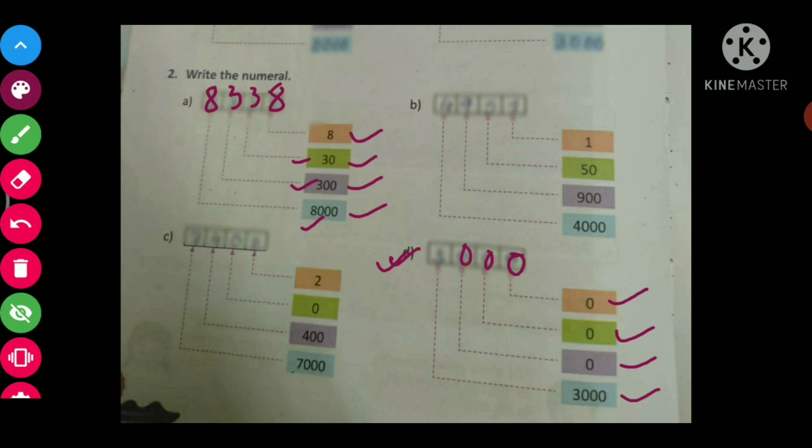Now here 3 zeros are there with 3, that means 3000. So 3000, it implies what? Thousands place, so we'll write 3 here. So your answer will be what? 3000. So this B part and C part you will do in your classwork copy, on your own.